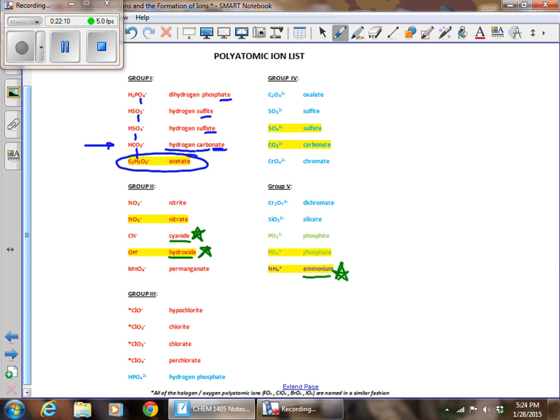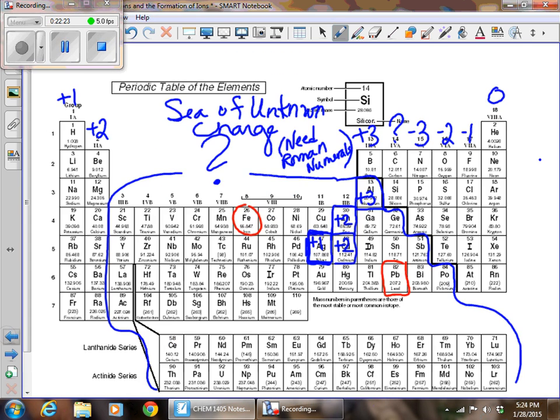Now you are going to have a test over this eventually. There aren't very many that I expect you to know from memory. The most common ones are highlighted yellow on here. So you'll want to make sure that you know those and try to internalize those.